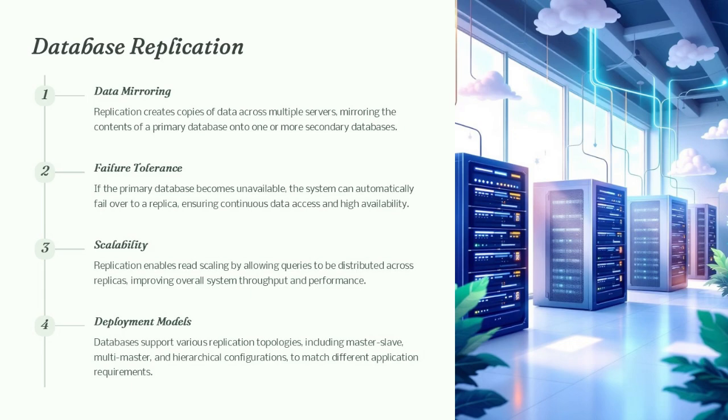Database replication creates copies of data across multiple servers, mirroring the contents of a primary database onto secondary databases. This provides failure tolerance. If the primary database becomes unavailable, the system can automatically fail over to a replica, ensuring continuous data access and high availability.